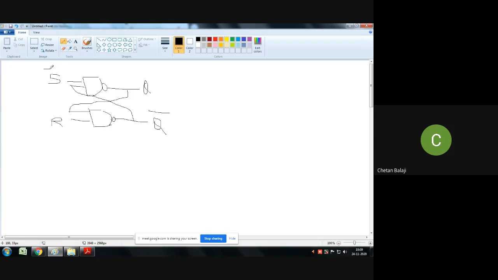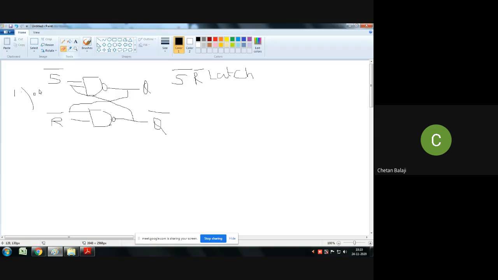You should add one bar symbol. This is called the S bar R bar latch, because it is constructed using NAND gates. This is the first stage.